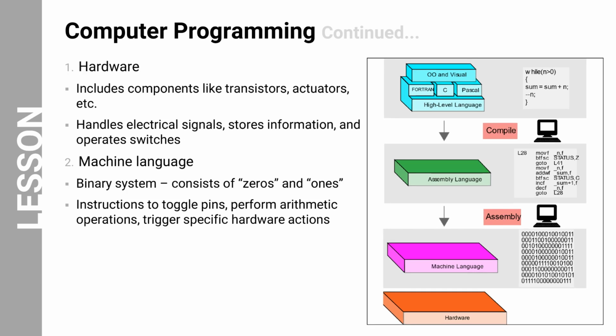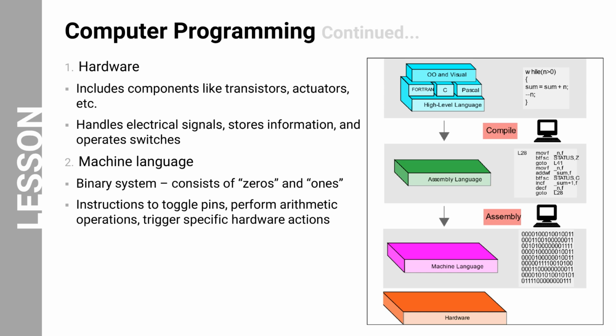We start at the bottom level, which is the hardware. This includes components like transistors, actuators, and devices that handle electrical signals, store information, and operate switches. These components execute instructions via the hardware's instruction set, driving the physical aspects of computation.